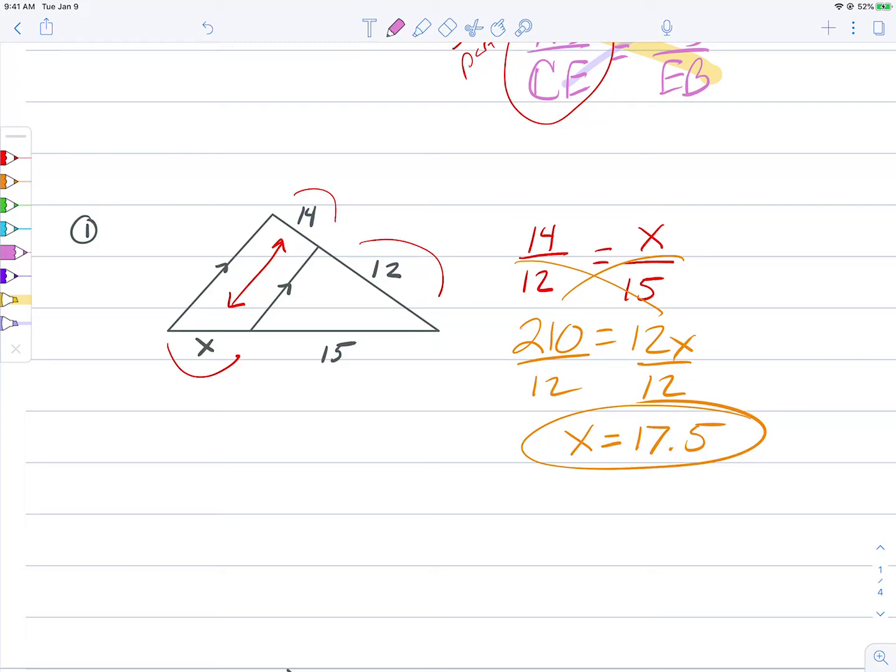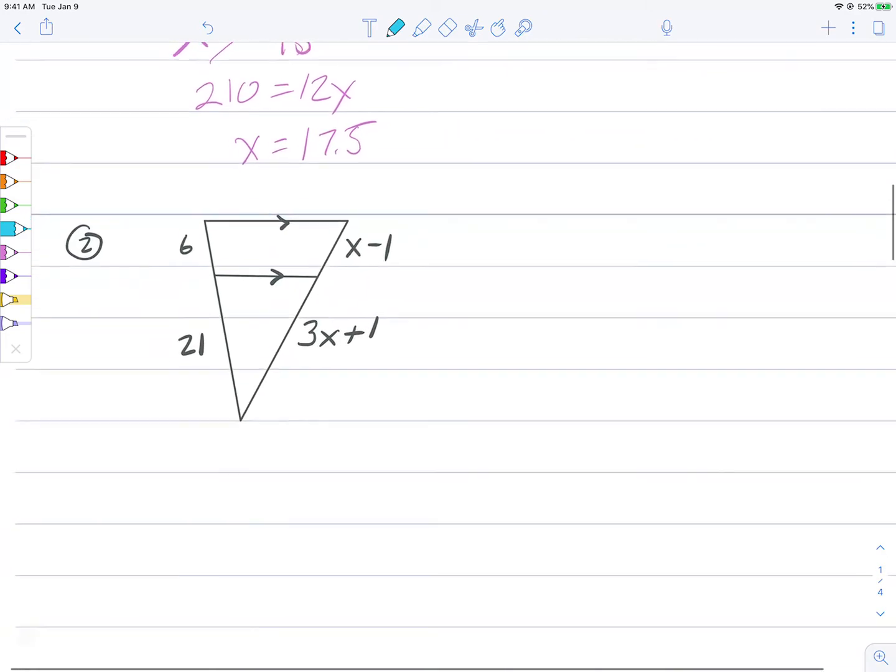If I had chosen to do 14 over x, so I'm doing a ratio of that same part, equals 12 over 15, I would still get the exact same answer. So I'd end up with 210 equals 12x, and I would still get x equals 17.5. Again, the one that works best in your brain is the one that you are going to use. Okay, let's try another one.